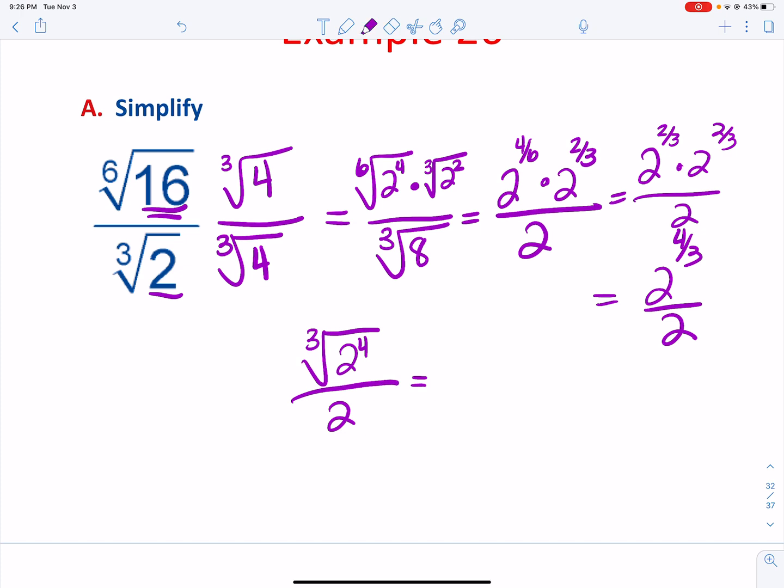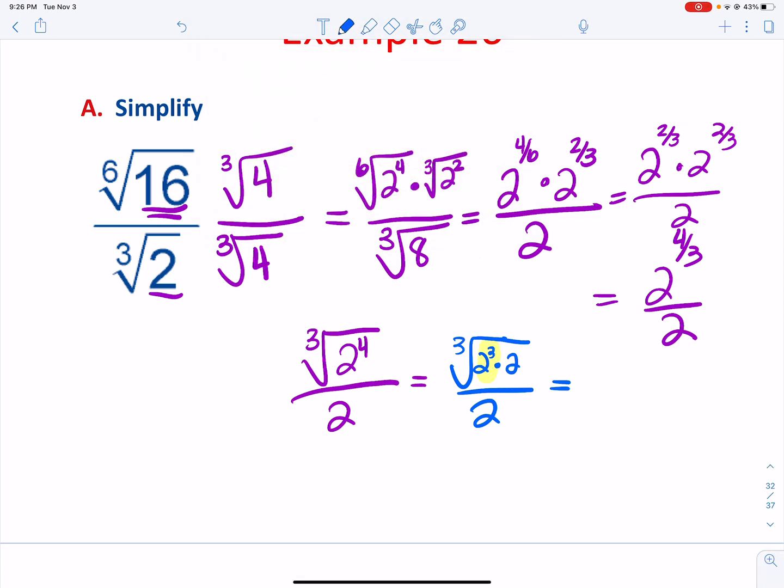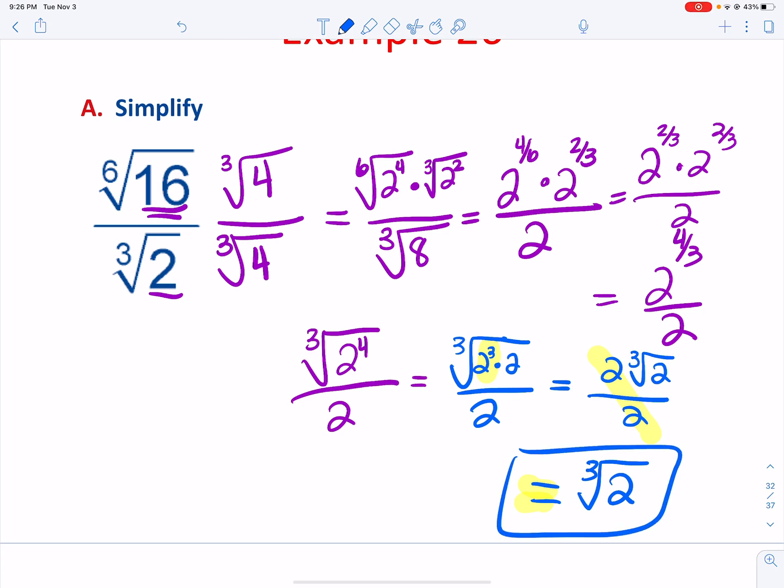Can't I rewrite this as the cube root of 2 to the third times 2? Because wouldn't that be 2 to the fourth? So then what is the cube root of 2 to the third? Because just this one would come out. And you end up getting 2 cube root of 2 over 2. So my 2's cancel. And my answer on this question, after all of this work, is the cube root of 2. So my suggestion after I did this problem, you probably want to do your homework.